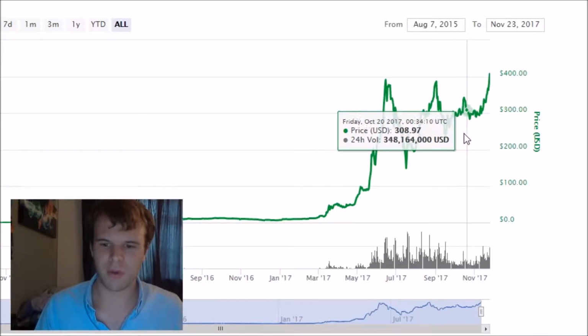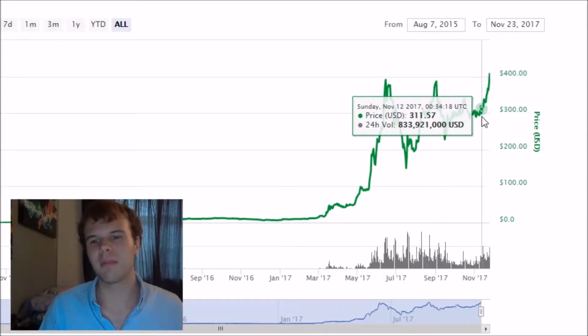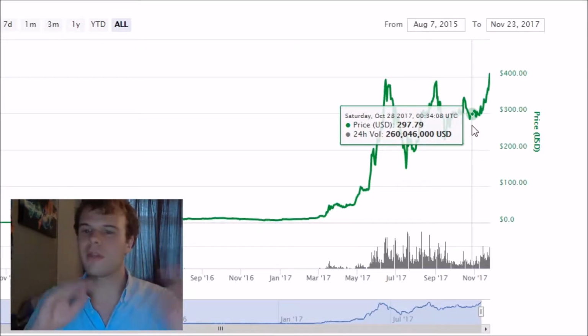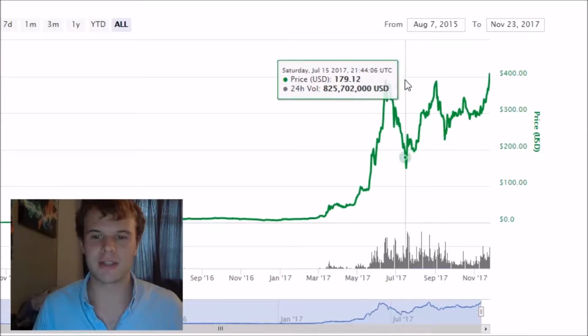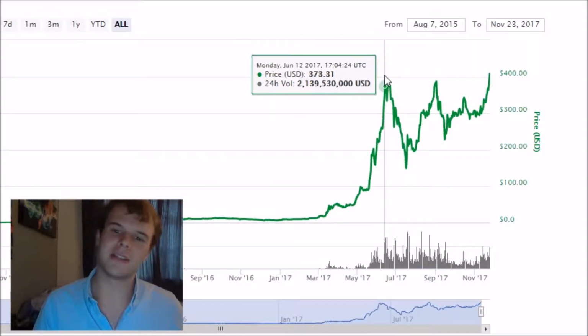I believe this was around October, so it's been about a month of monitoring it, and I knew that no matter whether it dipped or when it increased, it would hit a point of resistance at around $400. You can see that here. You can see that's an easy trend.